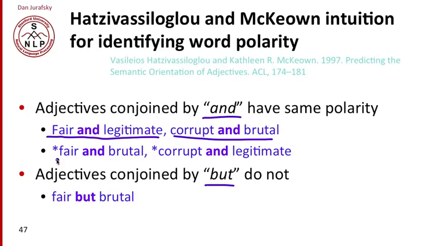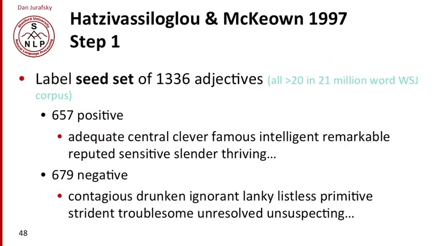And so we might suspect that fair and brutal are just less likely to occur on the web or in some corpus. And so if we see a lot of something occurring with and, maybe the two are likely to have the same sentiment. But if we see two words linked by but, they probably have different sentiments. So fair but brutal is more likely to occur than fair and brutal. And here's how they used this intuition.